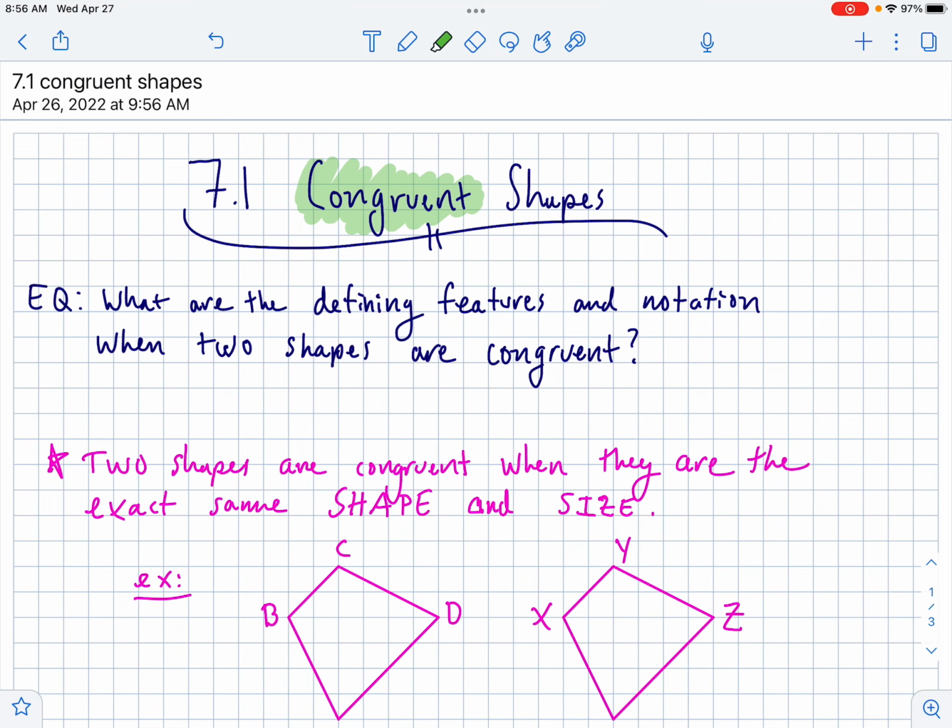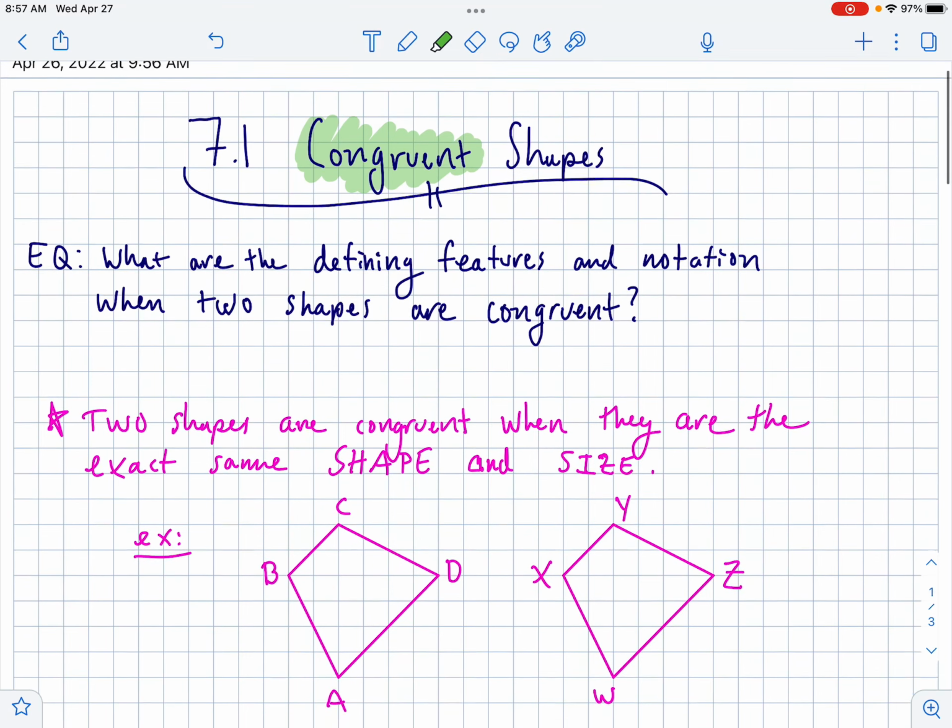You guys have already encountered sides that are congruent and angles that are congruent. But today, congruent shapes means that two shapes have all the same side lengths and all the same interior angles. They're the exact same shape and size. So, the essential question for the day: what are the defining features and notation when two shapes are congruent?